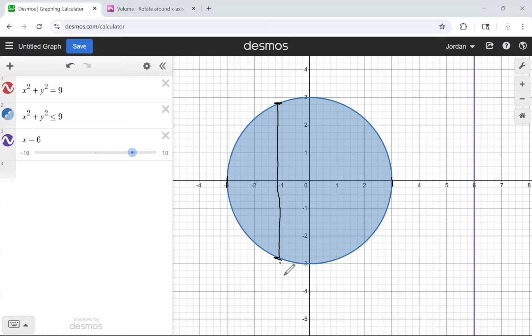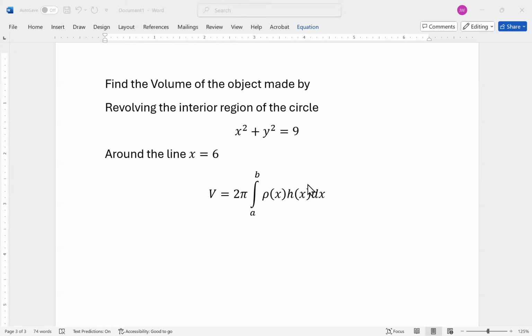The radius that we're going to create with the cylinder is going to go from x equals 6 down to whatever arbitrary x value we're at over there. So from 6 down to the arbitrary x value. And then, like I said, the height of this rectangle, which is the height of the cylinder we create, is going to be top half of the circle to bottom half of the circle.